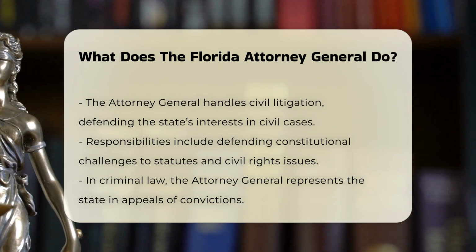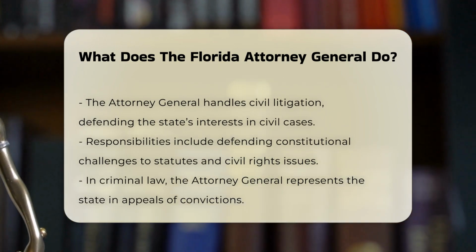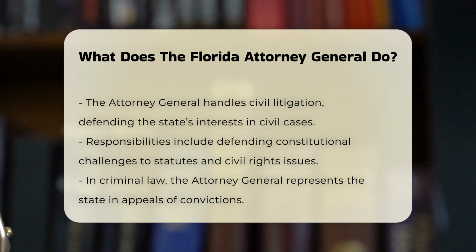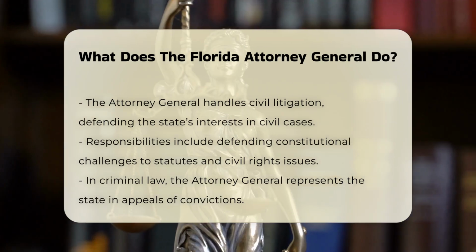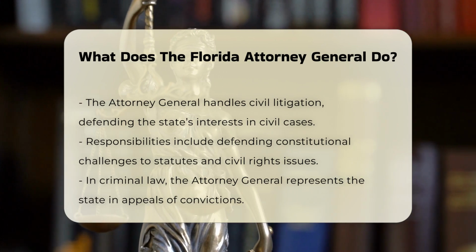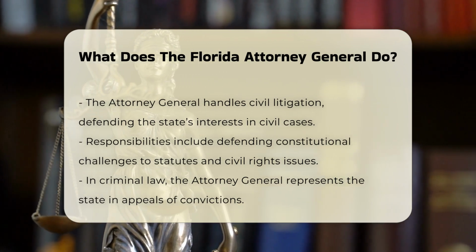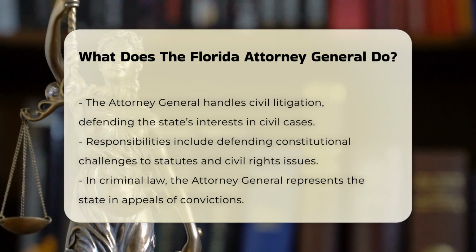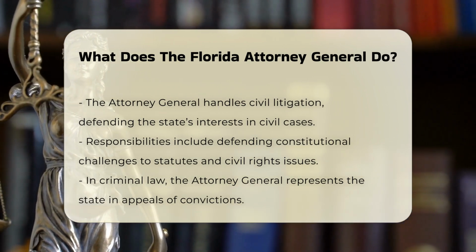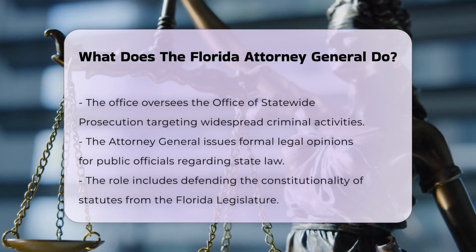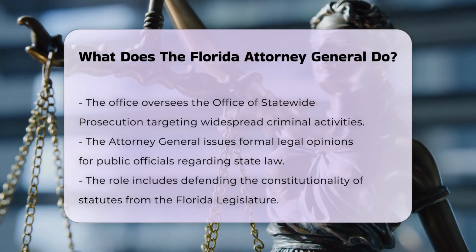In the area of criminal law, the Attorney General represents the state when convicted individuals appeal their convictions, including capital murder cases. The Attorney General also oversees the Office of Statewide Prosecution, which targets widespread criminal activities such as identity theft, drug trafficking, and gang activity.